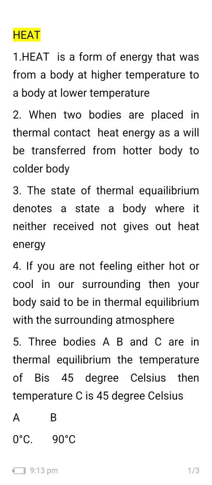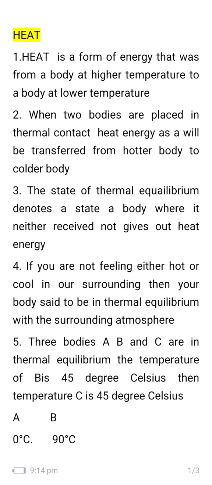Fifth one is very important. Three bodies A, B and C are in thermal equilibrium. If B's temperature is 45 degrees, what is the temperature of C? We just discussed: thermal equilibrium means two objects have the same temperature. If one has 45 degrees Celsius, the other also has 45 degrees because they are in thermal equilibrium. Thermal equilibrium is nothing but both objects having the same temperature.